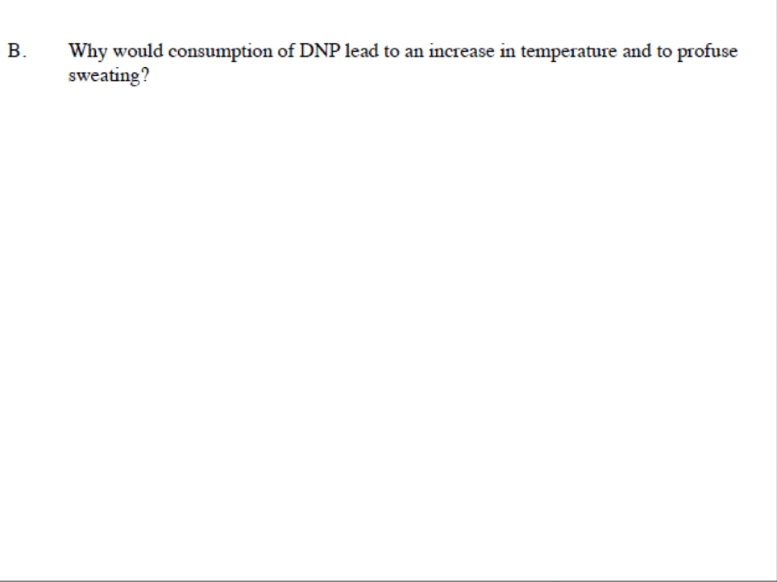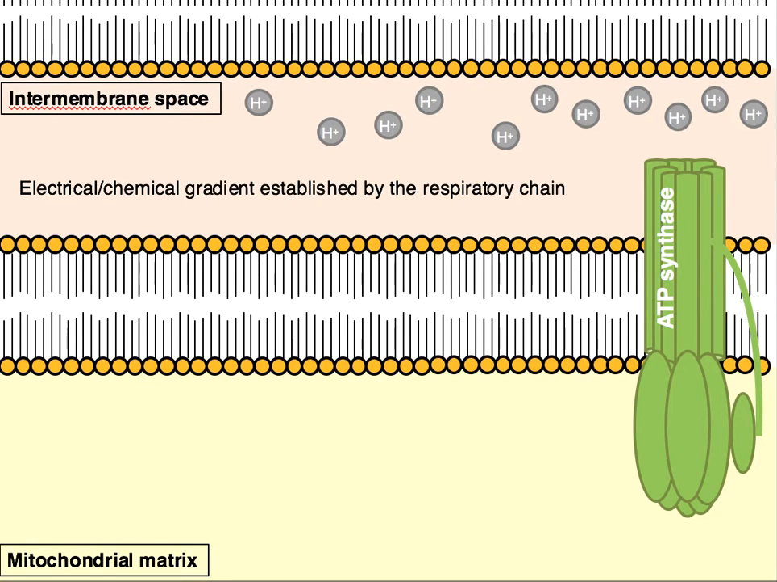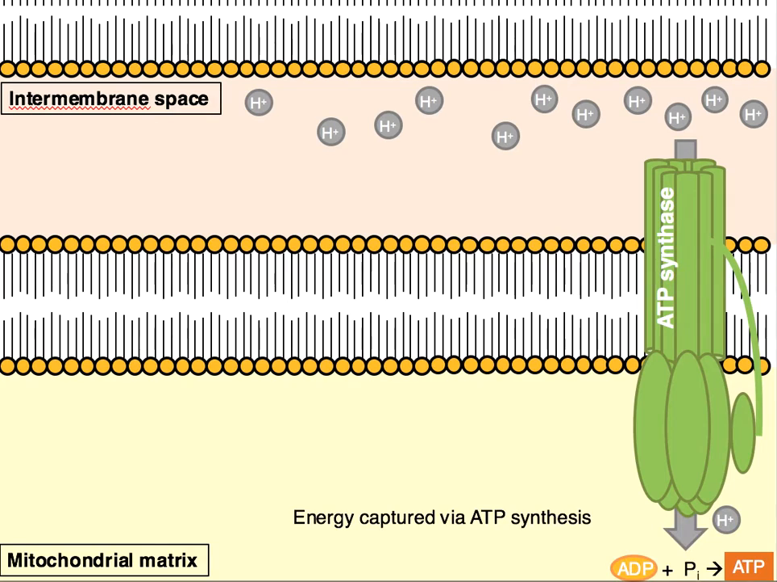Part B then asks, when it's doing its thing, ferrying protons across the inner mitochondrial membrane, why does DNP lead to an increase in temperature and to profuse sweating? We can answer this, too, with what we discussed about the electrochemical gradient. The electron transport chain transforms energy captured from catabolism of glucose into an electrochemical gradient in the mitochondria. This energy is then usually captured via ATP synthesis, as protons diffuse down their gradient through ATP synthase.